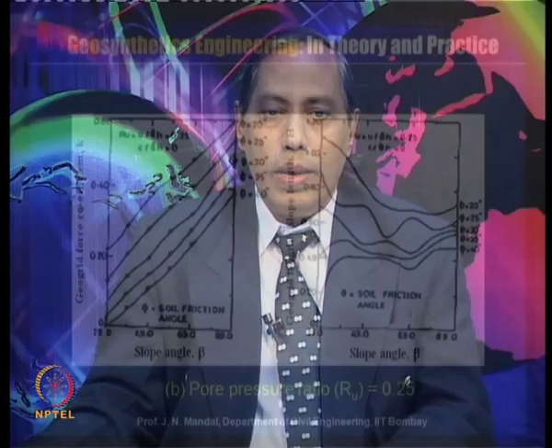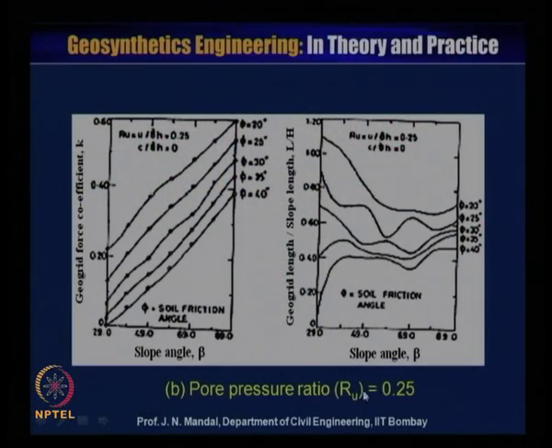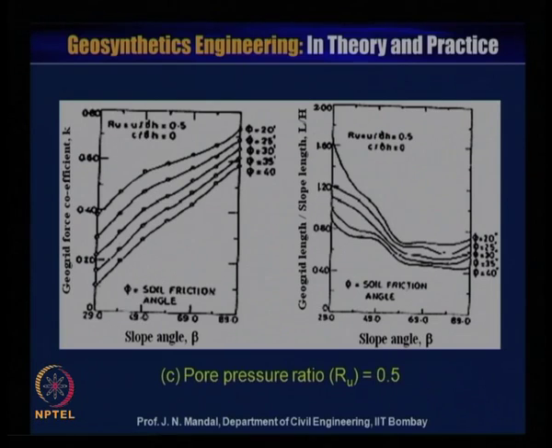Similarly, when the pore pressure ratio RU is 0.25, this also gives the curve relation between the slope angle and the geogrid force coefficient, and also the slope angle with the geogrid length to height ratio. Similarly, for the pore pressure ratio RU is 0.5, from the left side curve you can determine the geogrid force coefficient K required, and from the right side you can determine L by H.